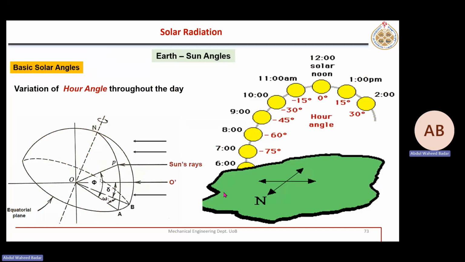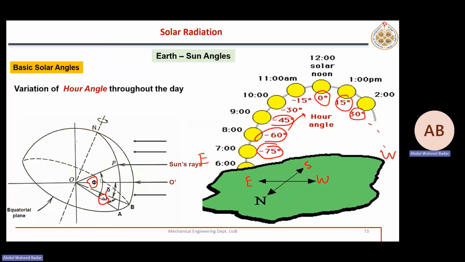So here again in this figure, you see the variation of this hour angle. At noon it is 0. In the afternoon, it's changing 15, 30, and so on as the sun is going from east to west. It's the east, west, north, south axis. So those are the morning hours: 7 o'clock a.m., 8 o'clock, 9, and so on. So it becomes 0 here.